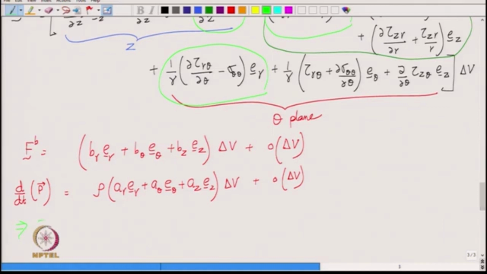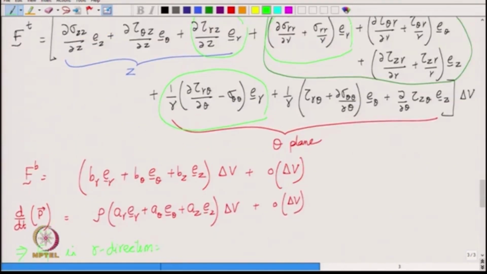So, this means the equation in the r direction is going to be ∂σ_rr/∂r plus ∂τ_rθ/∂θ, and this comes with plus 1 by r also, plus ∂τ_rz/∂z, and then we have an extra term which is (σ_rr minus σ_θθ)/r, plus the body force B_r is equal to rho times acceleration in the r direction.